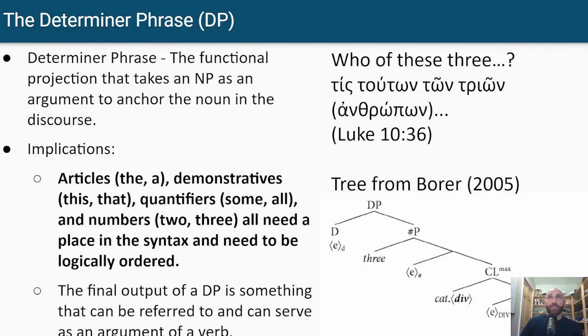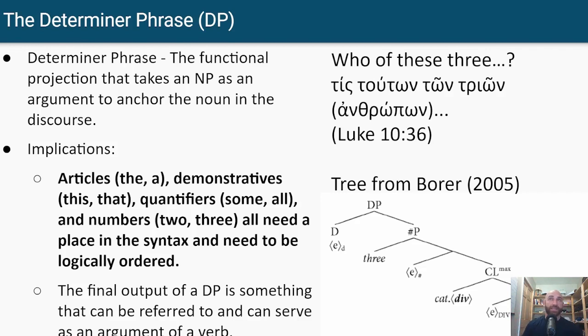Greek, though, has actually a much richer sort of articulation of these categories. Here's an example from Luke 10:36. So in English, we would say, who of these 3? In Greek, it's tis touton ton trion. And then, what's understood here is anthropon. So the idea is that we have a demonstrative, touton, and then we have an article, a definite article, ton, and then we have the number, trion, right? And then we have an implicit noun, anthropon, which I just put in parentheses.